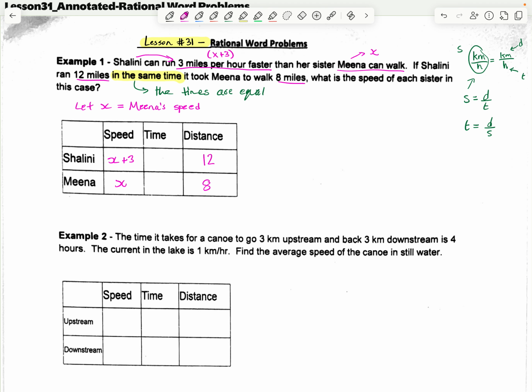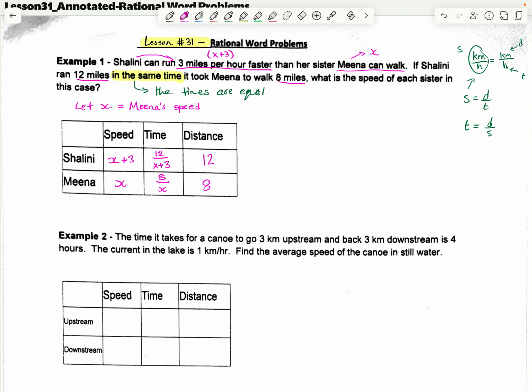And then for each person here, Shalini's time is going to be the distance 12 divided by the speed, so 12 over x plus 3. And then for Mina, the slower person, her time is going to be the distance, 8, divided by her speed of x right here. Okay? And there you go. So that's Shalini's and Mina's times respectively.